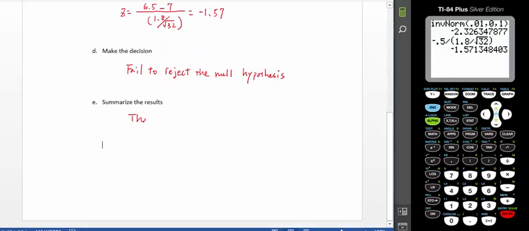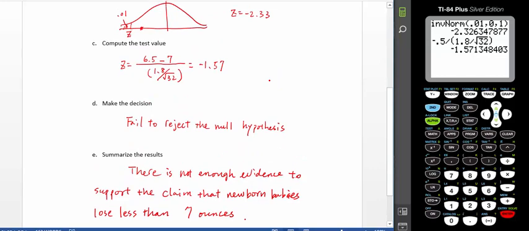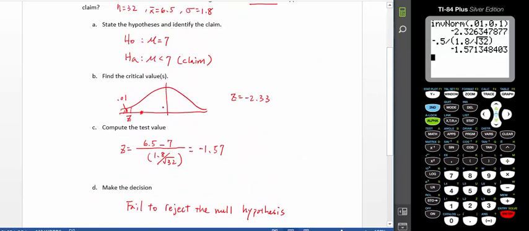There's not enough evidence to support the claim that newborn babies lose less than 7 ounces in the first 2 days. Okay, so those are the steps of a hypothesis testing using critical value.